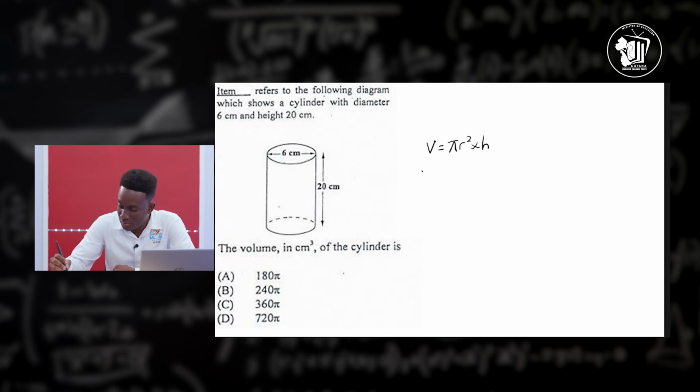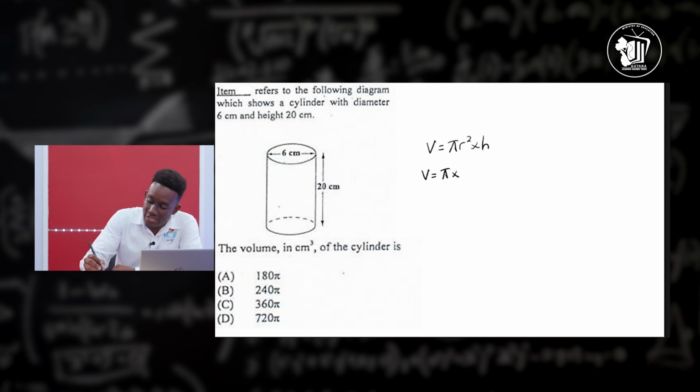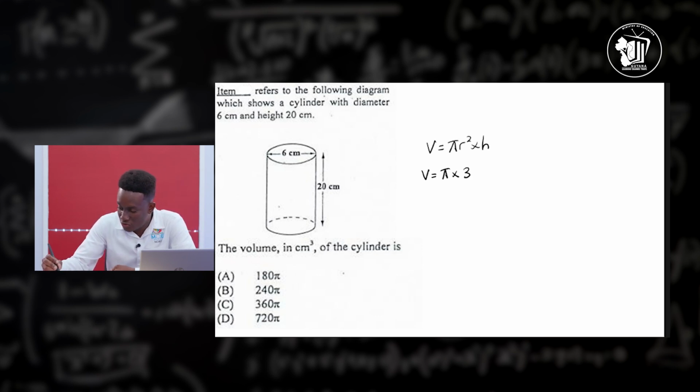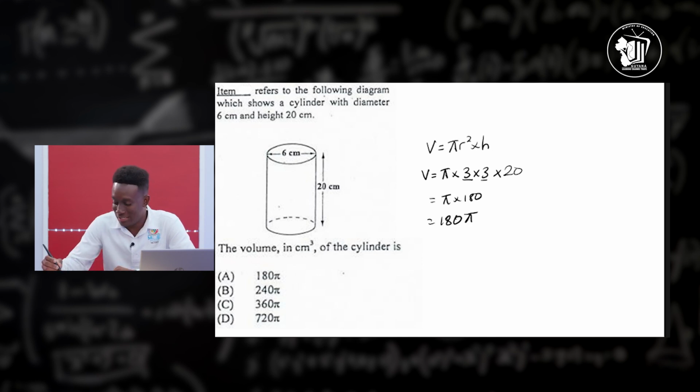So the volume here would be equal to pi multiplied by the radius. The diameter is 6, so the radius would be half of that, which is 3. So it would be 3 squared, which is 3 times 3, multiplied by the height, which is 20. So 3 times 3 is 9, and 9 times 20 would be 180. So it's pi multiplied by 180. So the answer is 180 pi.